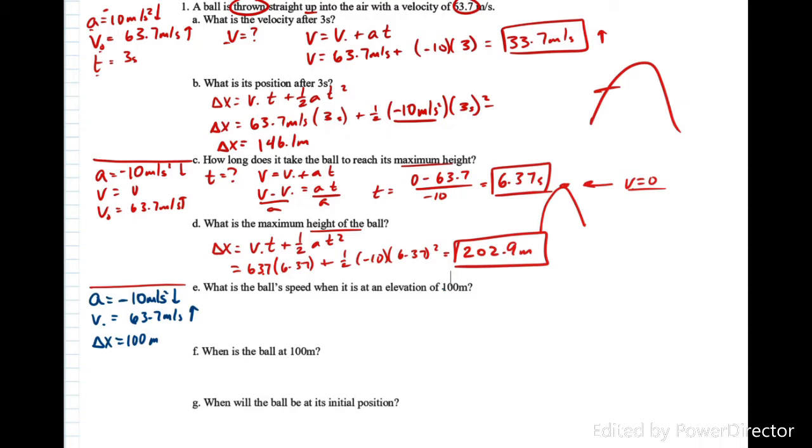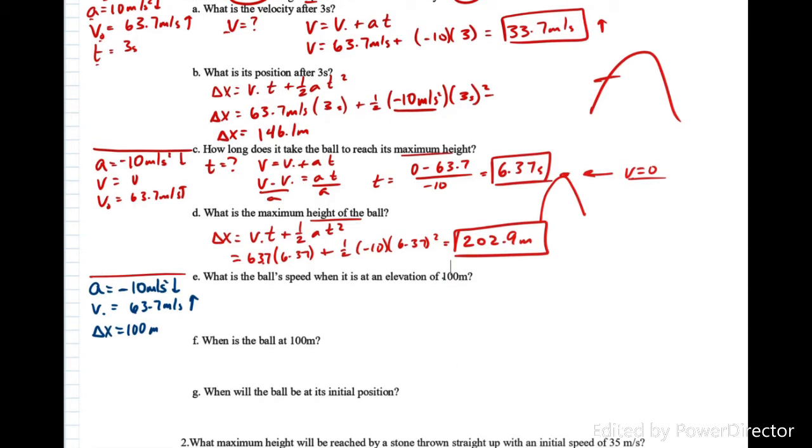So here I want the speed for the final velocity. For the final velocity here, we're just going to use v squared equals v0 squared plus 2a delta y. So my final velocity is going to be the square root of 63.7 squared plus 2 times negative 10 times delta y, which is positive 100 meters. It's positive 100 meters because it's up.